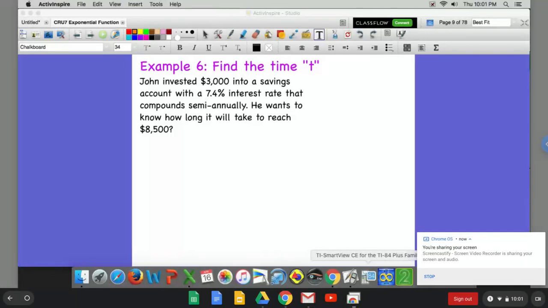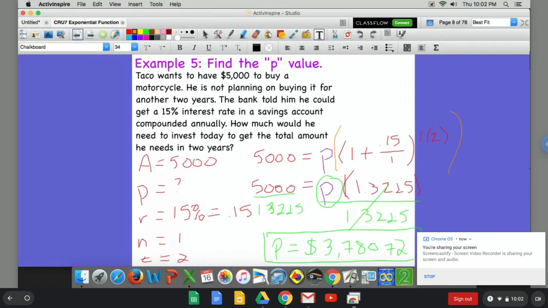Hey guys, so welcome back. I hope yesterday went okay for you guys. We got all the way to the point of finding the p value. I have not gotten a chance to look at the results from that Google form, but hopefully everything is going okay.